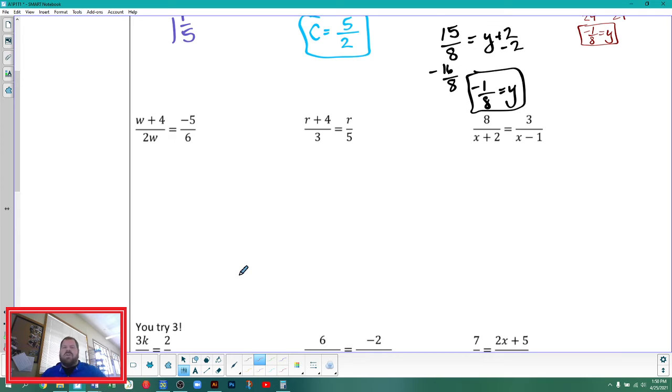do it. So whenever I see 2 variables here, I see one W there and another W there, I'm going to use cross products. Negative 5 times 2 is negative 10W. And this side turns into W plus 4 times 6. I'm going to write that this way. Okay, just cueing myself to be able to distribute. I have negative 10W equals 6W plus 24.